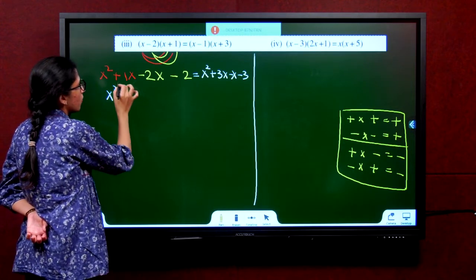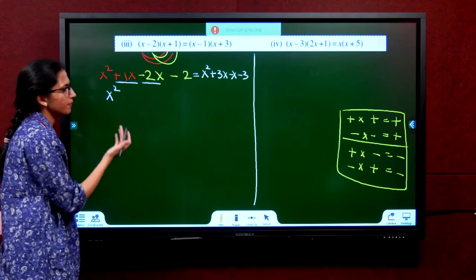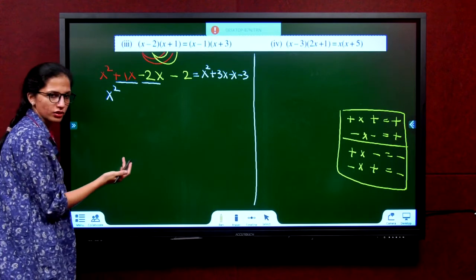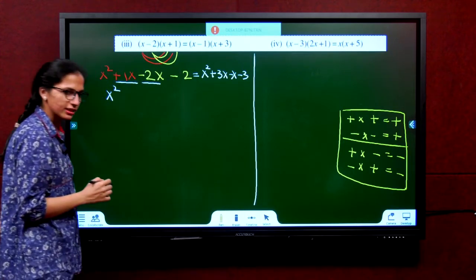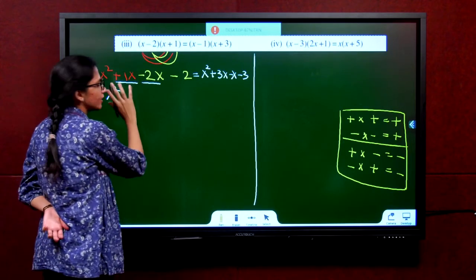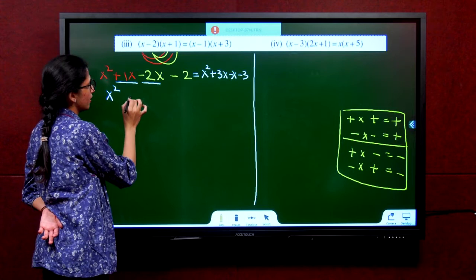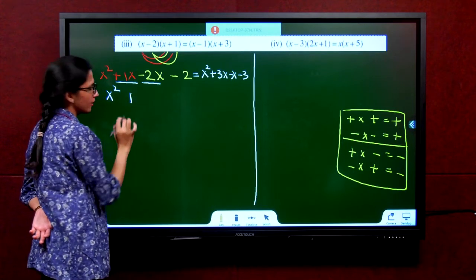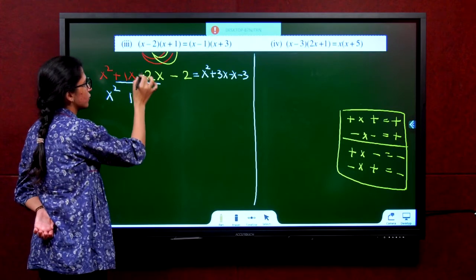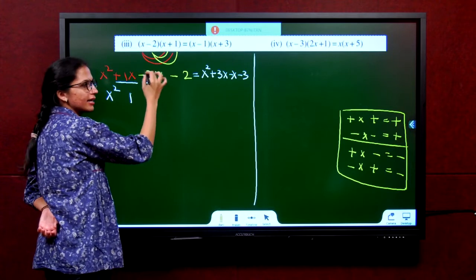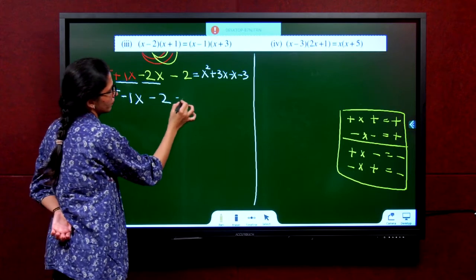x square plus 1x minus 2x plus 1 minus 2. How do we know this? It's like saying going plus 1, minus 2 steps back. So what happens? It's normal subtraction. First do normal subtraction. Big term minus small term. 2 minus 1 is 1. Now how do you decide the sign? Whichever number is bigger, take that sign. Plus and minus. Who is bigger over here? 2 is bigger. What is the sign of 2? Minus. So take it. Minus 1x minus 2.